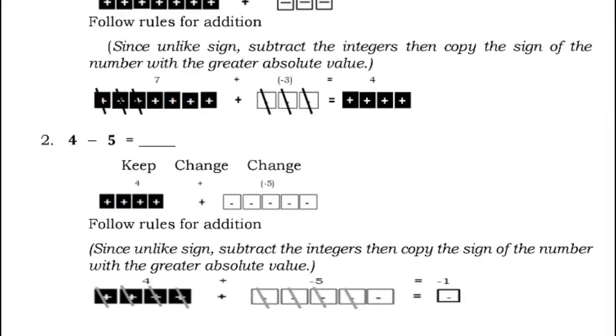So 7 minus 3 is equivalent to 4. Then number 2, 4 minus 5. So you're going to have 4 positive tiles. Then you're going to change sign minus to plus or positive. So 4 plus. Then you're going to change the sign of 5 here. So you're going to have 5 as negative 5. So you're going to have 5 negative tiles. Then follow the rules for addition. So you're going to cancel 4 positive tiles and 4 negative tiles. And the remaining here is 1 negative tile. So the answer here is negative 1. So 4 minus 5 equals negative 1.